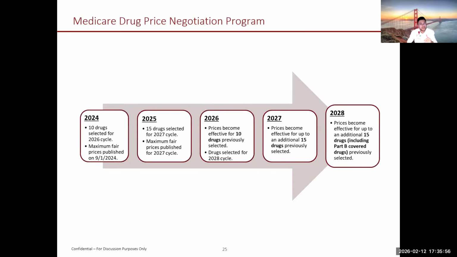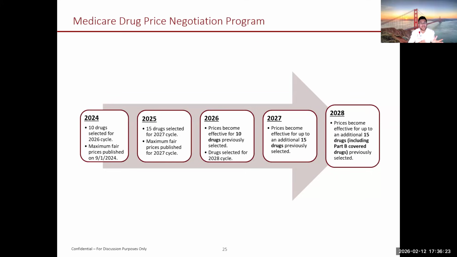Here's a timeline of that program. So in 2023, the law passed, and in 2024, the first 10 drugs to participate in the program were selected. There is always a 2-year gap between when the drug is selected and when that price goes into effect. So the drugs selected in 2024 and their prices published in 2024 have gone into effect this year in 2026, where this is the first year where it's happening.